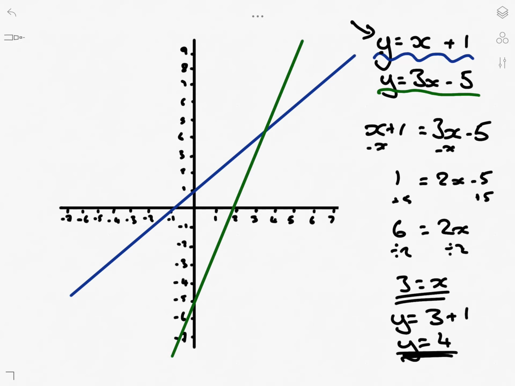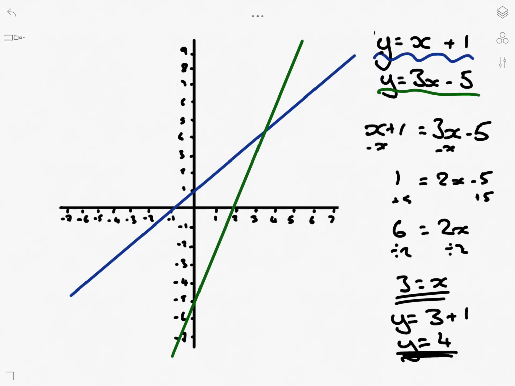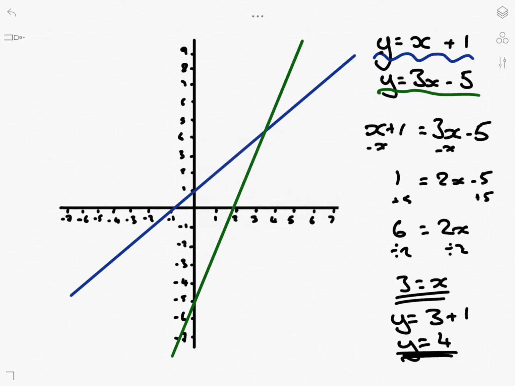Y equals 4. So there's our answer to this equation. But the reason we're doing this graph is so we don't have to do all this working out. So we look at the two lines that have been drawn. These are the lines of these equations here. And what's interesting about them?